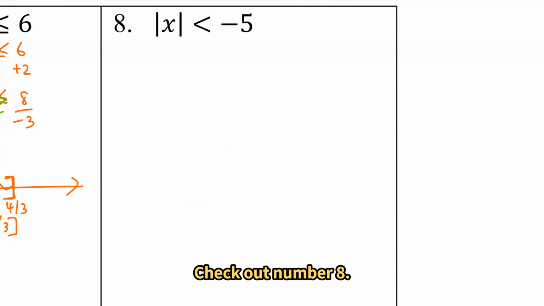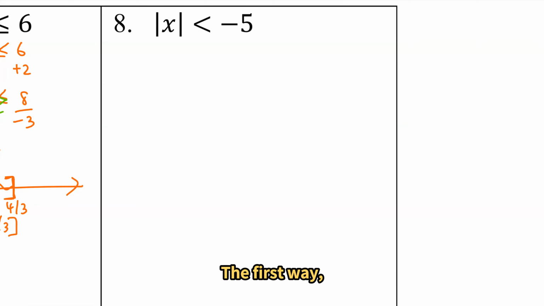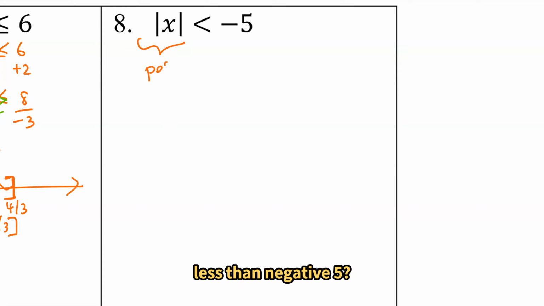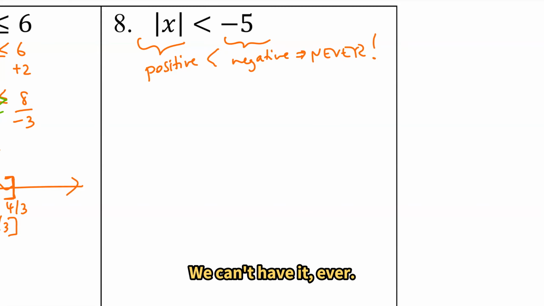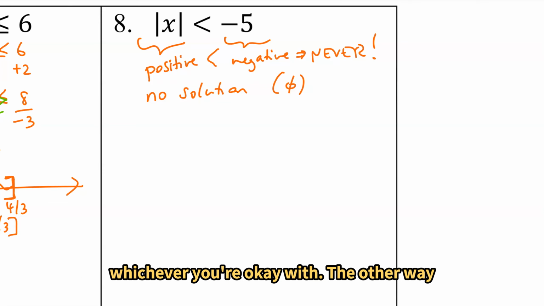Check out number 8. Absolute value of x is less than negative 5. We can consider solving this in 2 ways. The first way, remember that the absolute value always comes out positive. So in this example, how can we have the absolute value of x, a positive number, less than negative 5? We can't have it, ever. So in this case, we can say no solution or empty set, whichever you're okay with.